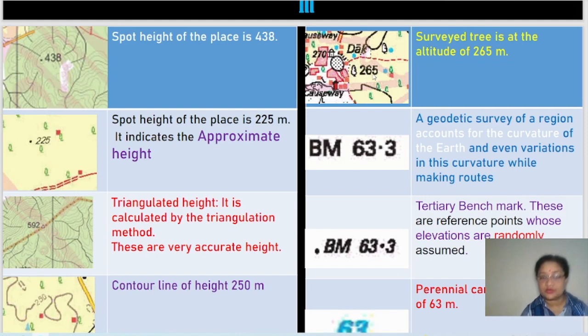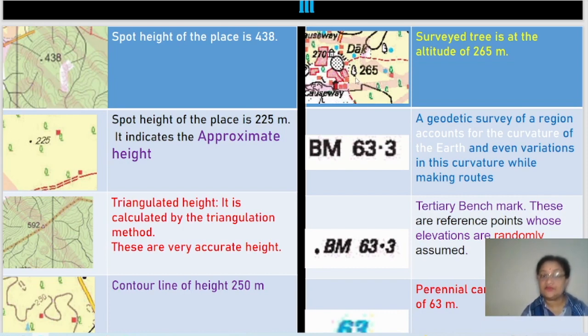So what is 265 now? It cannot be relative height or relative depth because no R is mentioned along with it. Always, children, the trees which are shown in the topo sheets are green colored. Clear? The same symbol should be in green color. But when in certain cases you will find the same symbol is used but it is of black color, that means it is a surveyed tree.